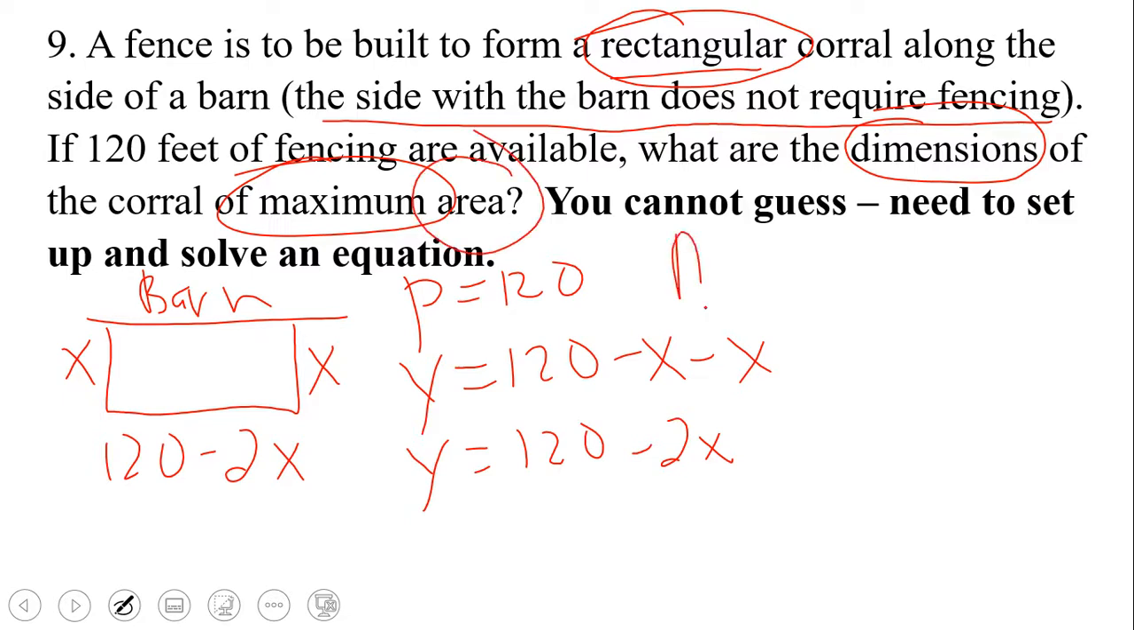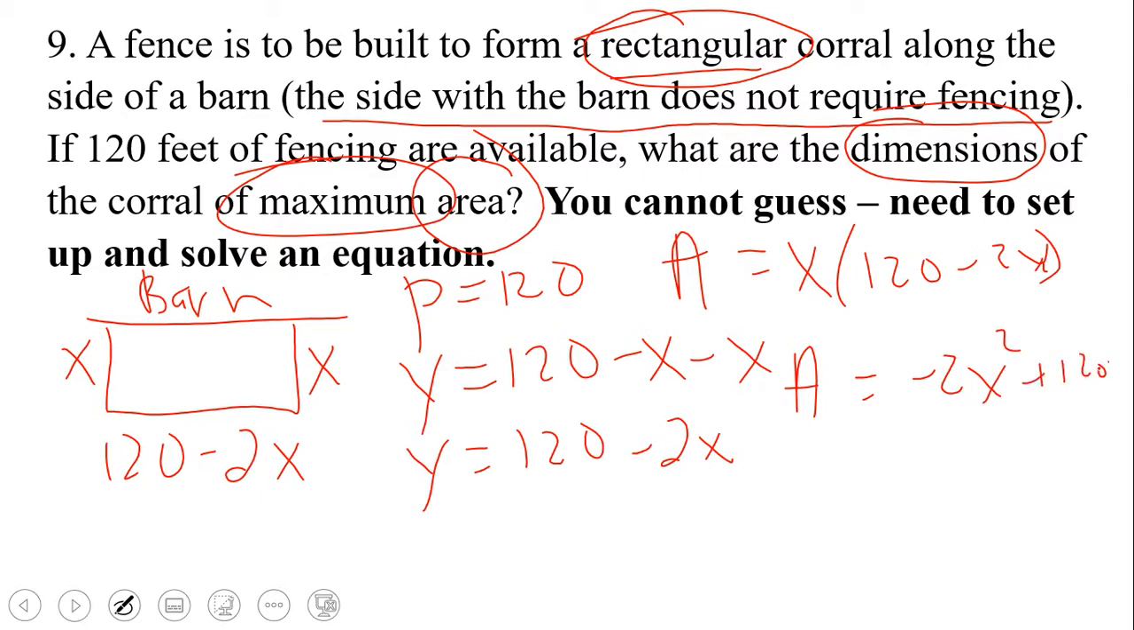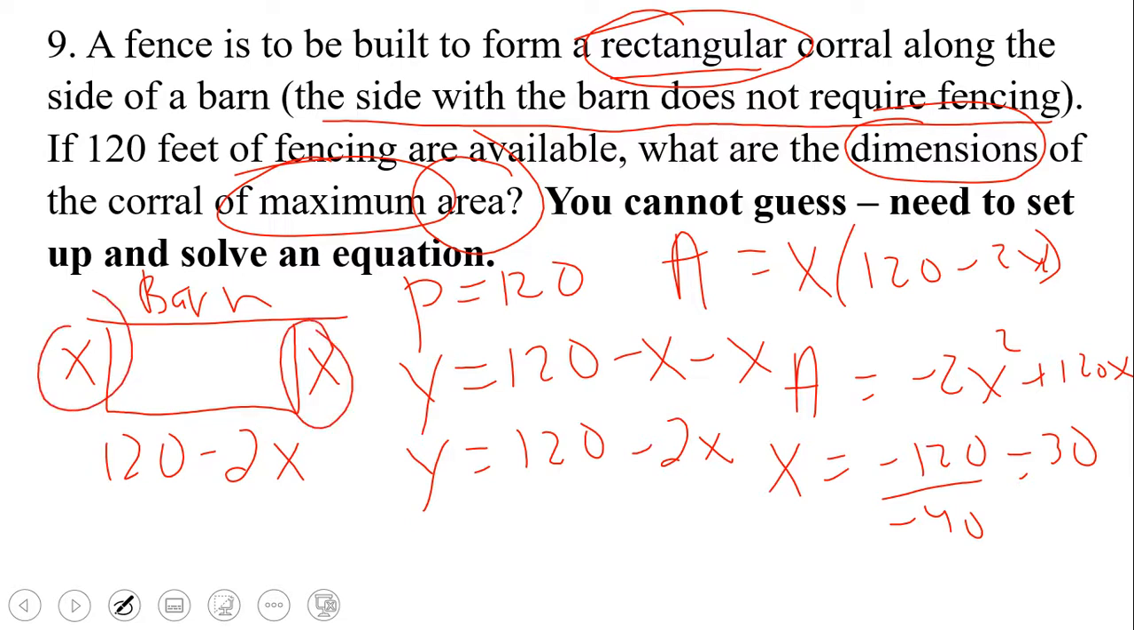This is an area problem. So an area is, of course, length times width, which would be x times 120 minus 2x. Go ahead and distribute. And again, when I distribute, I'm just going to save a step by writing it immediately into standard form. So negative 2x squared plus 120x. Negative b over 2a is going to give me negative 120 over negative 4, which means that x is going to be 30. They wanted to know what are the dimensions. So x, these have a distance of 30 feet.